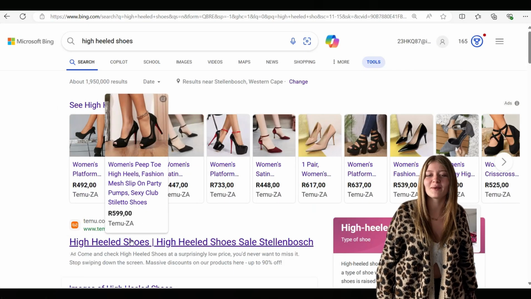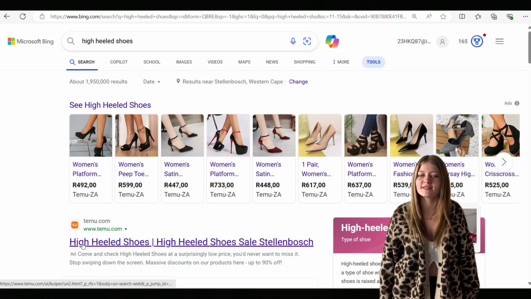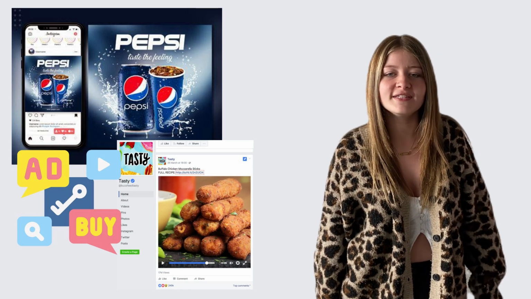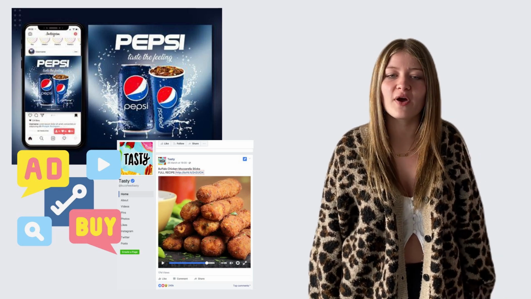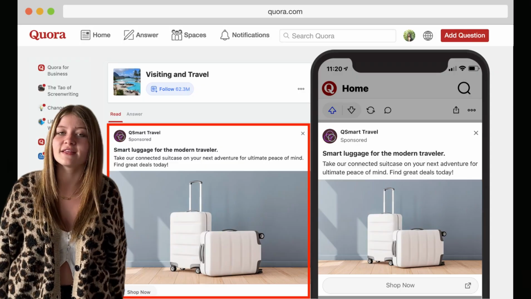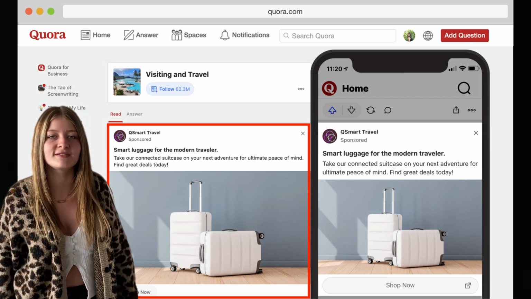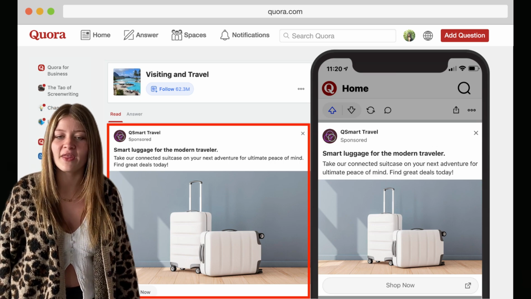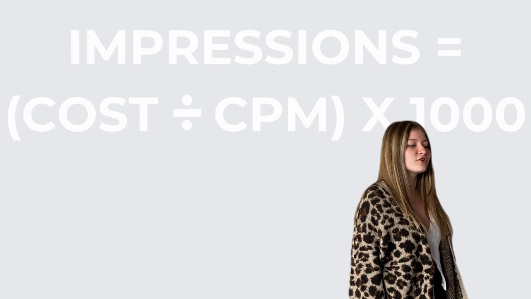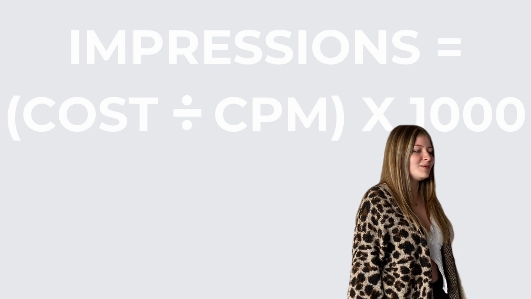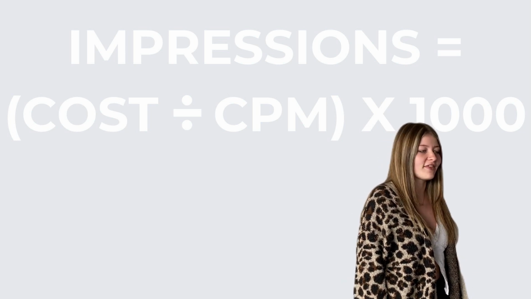Impressions are the total number of times an advertisement appears in the media, regardless of whether it is clicked on or viewed. An advertisement receives one impression for every time a user sees it. This includes each time an individual views content from a new device. It is still considered another impression. They are calculated by dividing the total cost of the campaign advertisement by the CPM and multiplying it by 1,000.